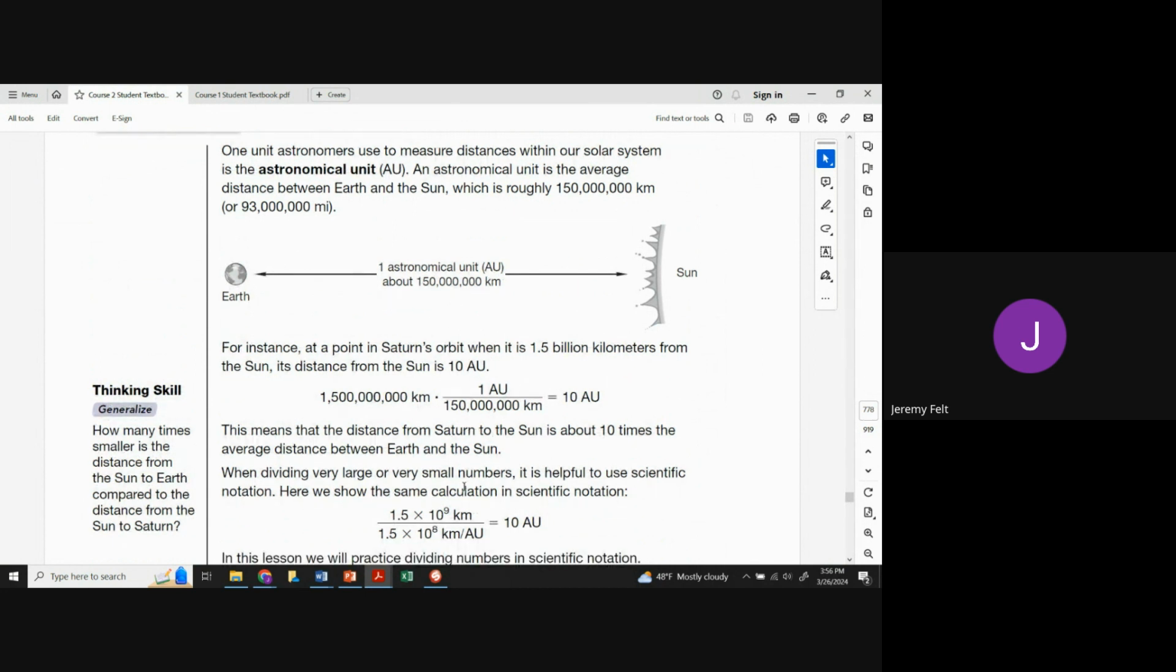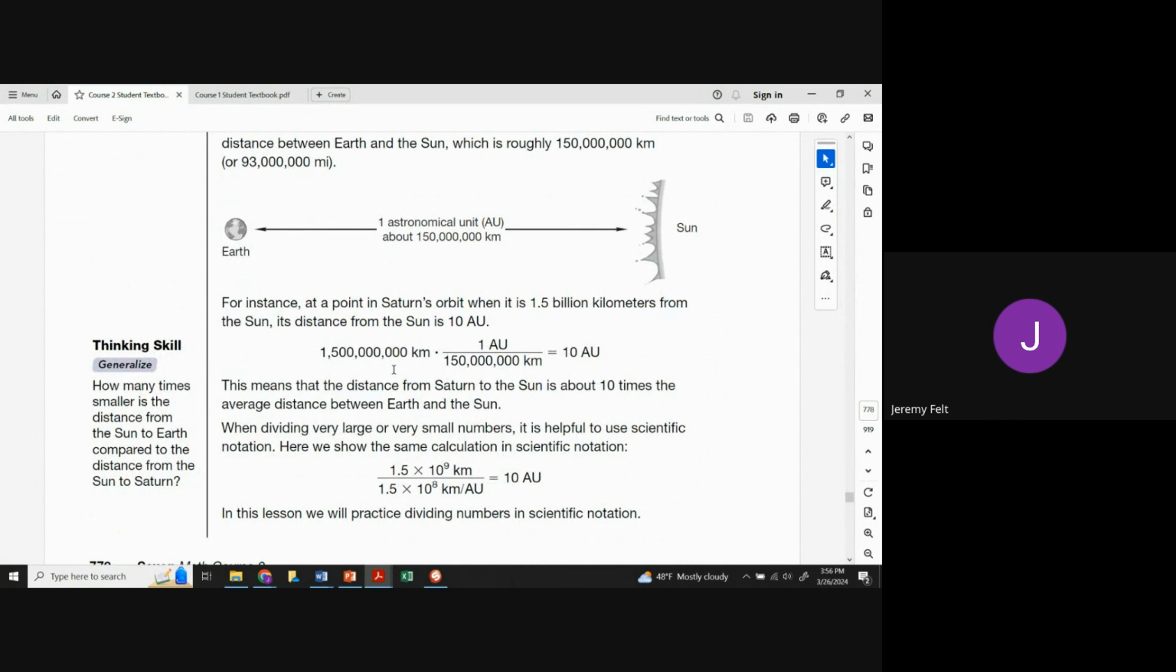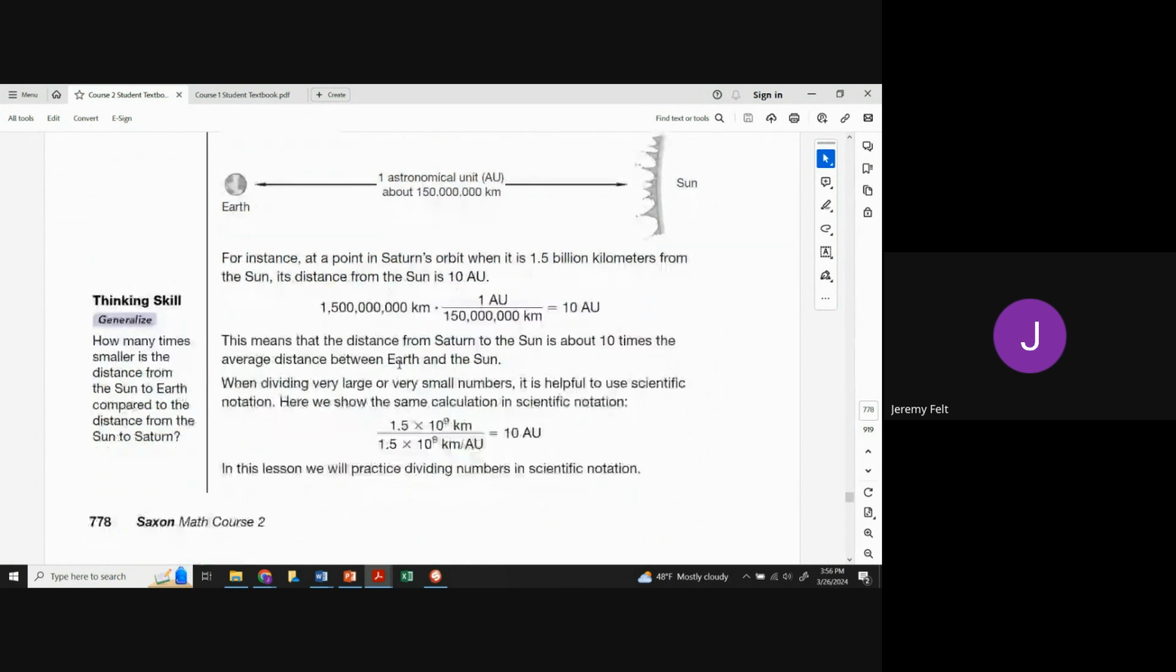But we can also use scientific notation. So we could do it this way. It's still the same value. We're not changing the value. We're just usually making it easier on ourselves. So for really big or small numbers, sometimes it's easier to use scientific notation.